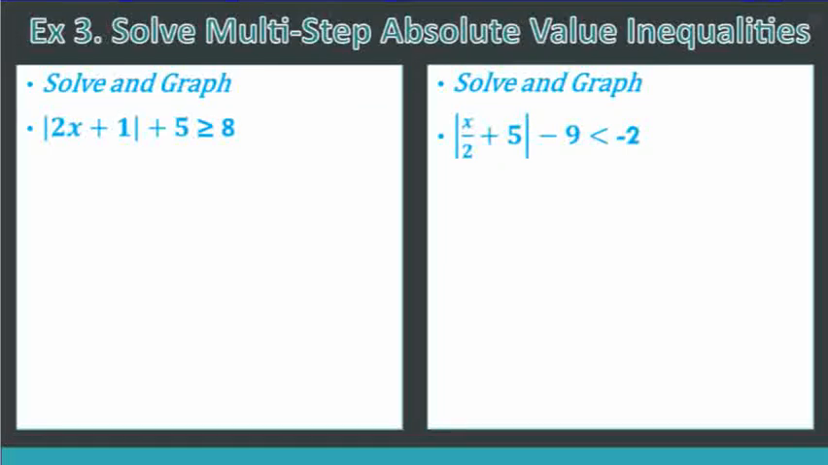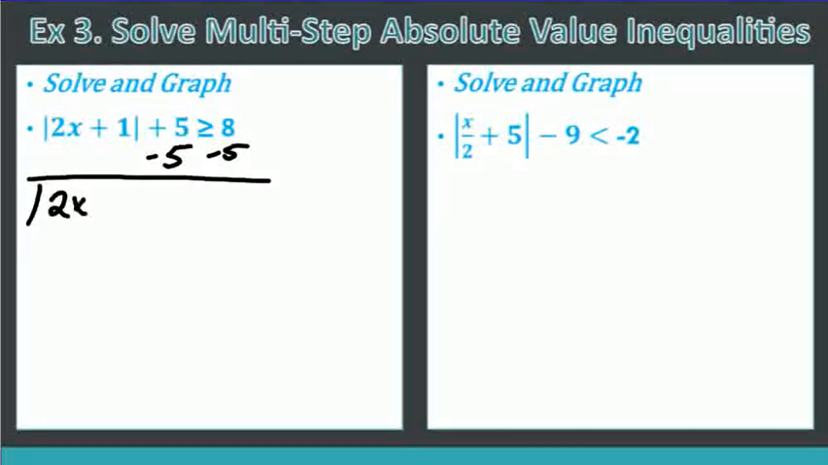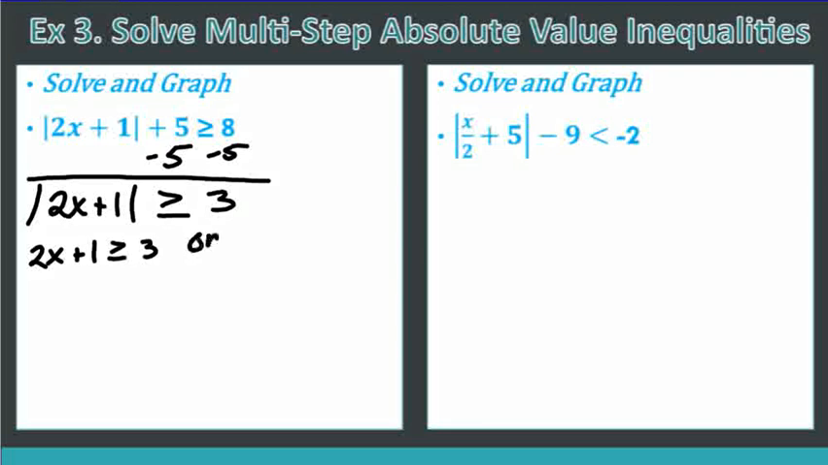Get the absolute value by itself. I subtract 5 on both sides. End up with absolute value of 2x plus 1 is greater than or equal to 3. Because it's greater than, I know it's going to be using or. So now I have 2x plus 1 is greater than or equal to 3, or 2x plus 1 is less than or equal to negative 3.